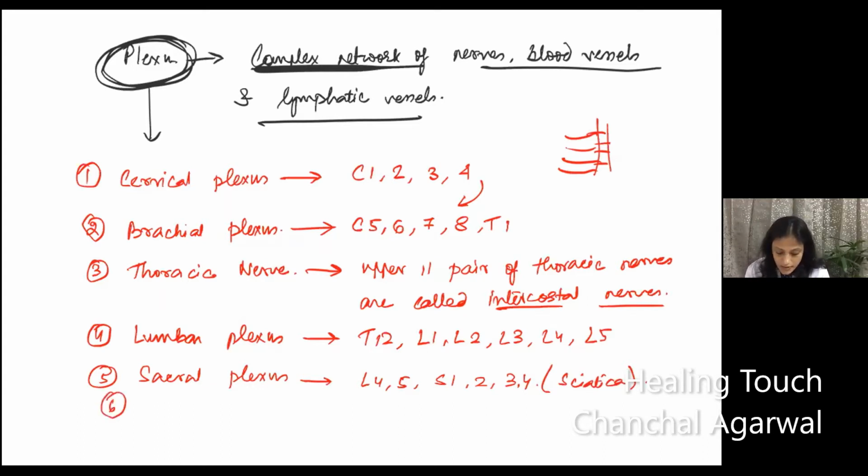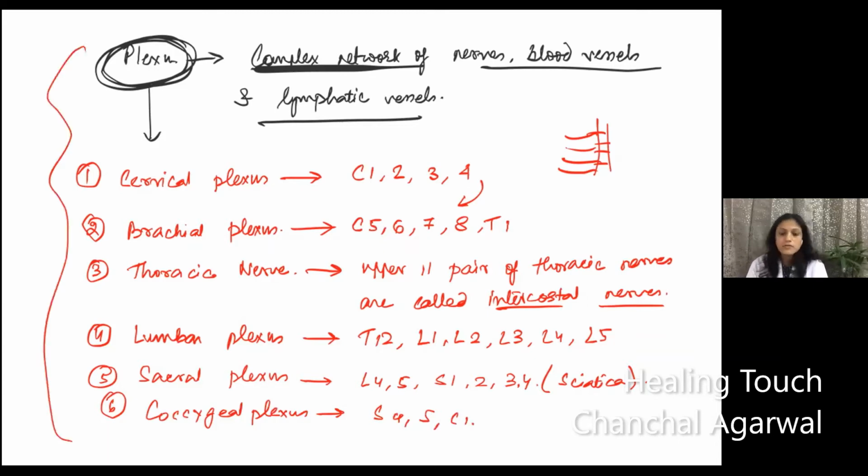Number 6, coccygeal plexus. S4, 5, and C1. So these are the nerves which are coming out from the coccygeal plexus. So this is about plexus. If you just remember and understand that plexus is nothing but the congregation of different nerves, blood vessels, lymphatic channels, all these forming a bunch, then we call it plexus.